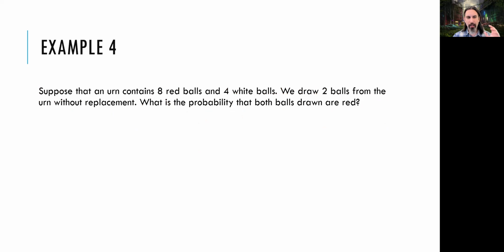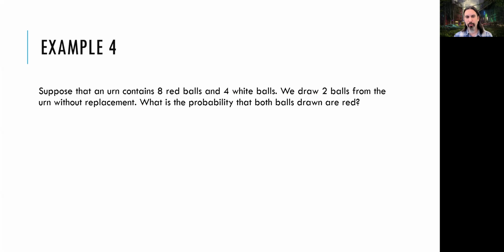Example 4. Suppose that an urn contains 8 red balls and 4 white balls. We draw 2 balls from the urn without replacement. Okay. What's the probability that both balls drawn are red? Now, there are 2 ways of doing this one. The first one is what we have seen last week. Just use the combinations.